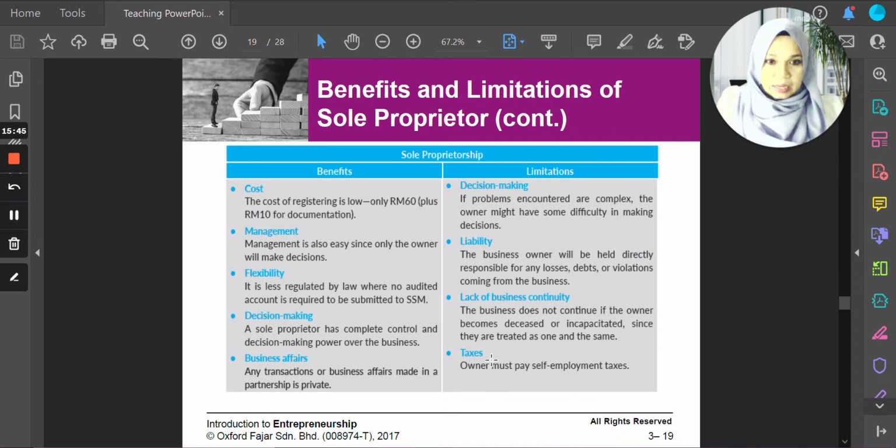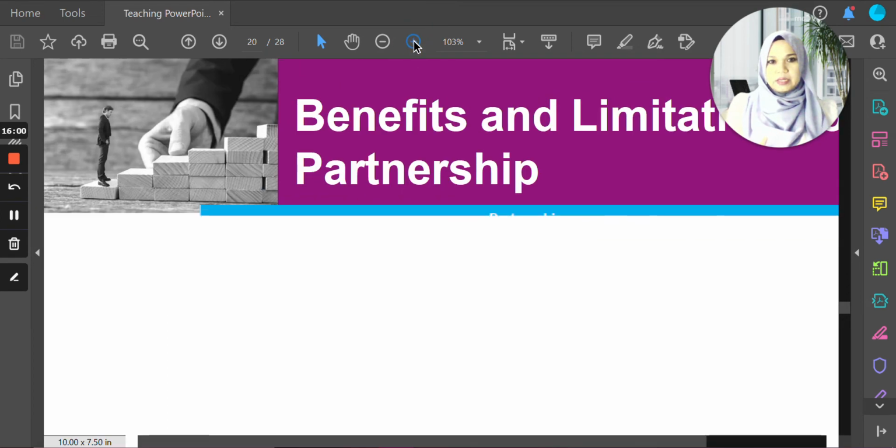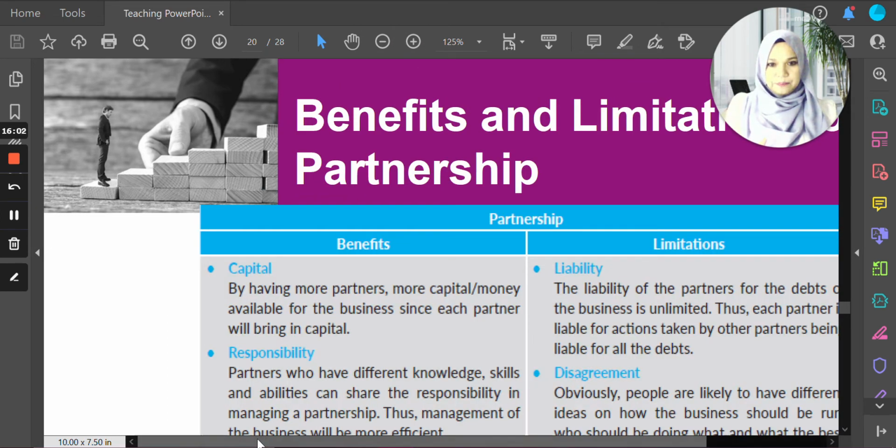And then when talking about tax, owners must pay tax as what they call self-employment tax. So there is no company tax. All right. Next, when we're talking about partnership, let me zoom in a bit so that you'll be able to see.